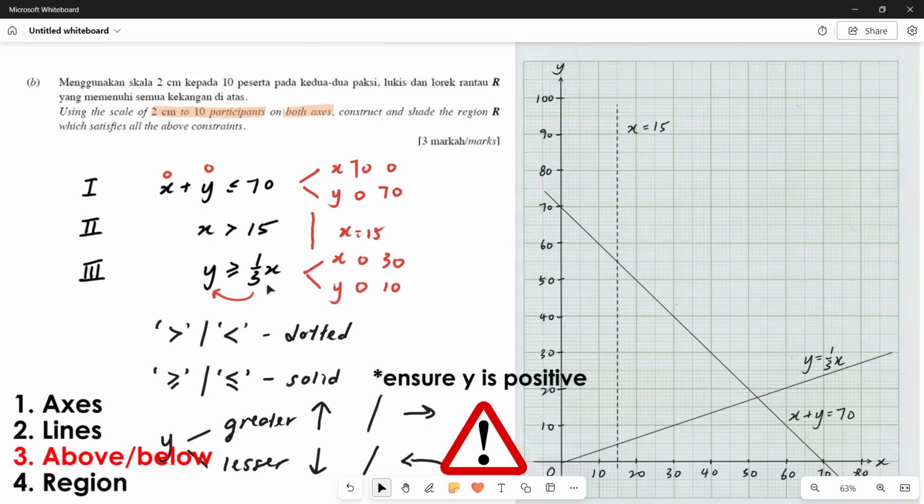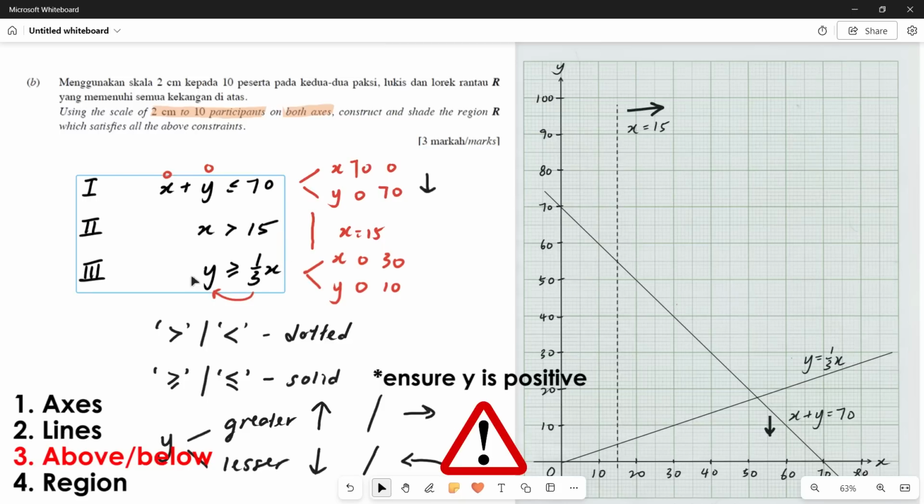Okay, so going back here, for the first inequality, you can see that this value of y is on the lesser side, because 70 is greater than y. So for this inequality, we are going to look at the regions which are below the line. For the second inequality, we don't have the y, but it's okay. We will just imagine that y is x. Now you can see that x is greater than 15, so it is on the greater side, which means that we are going to look at the regions to the right of the line.